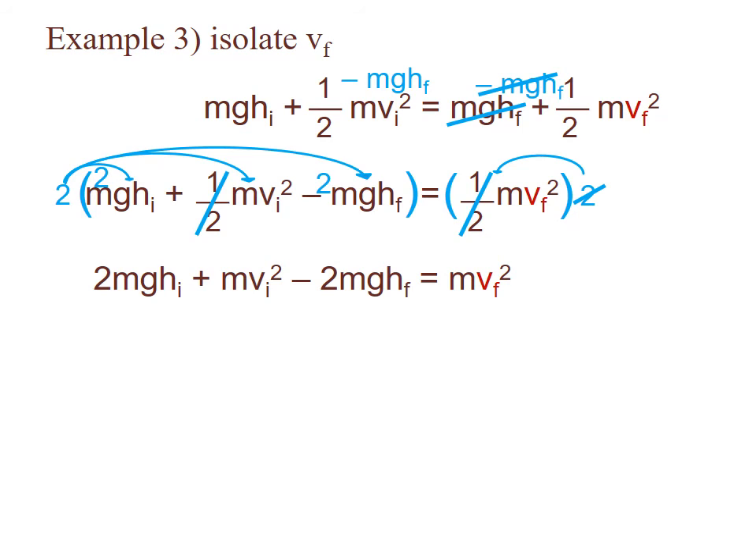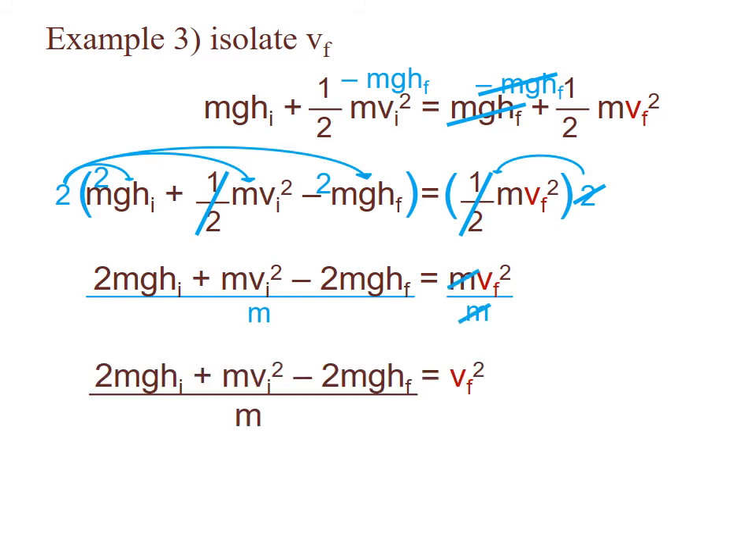Now the next thing I'll want to do is divide both sides by m. m on the top and m on the bottom will factor out, and that will give me just vf squared on the one side. I want to get rid of the squared, so I will square root both sides, and the squared and the square root will cancel each other out, leaving vf by itself.